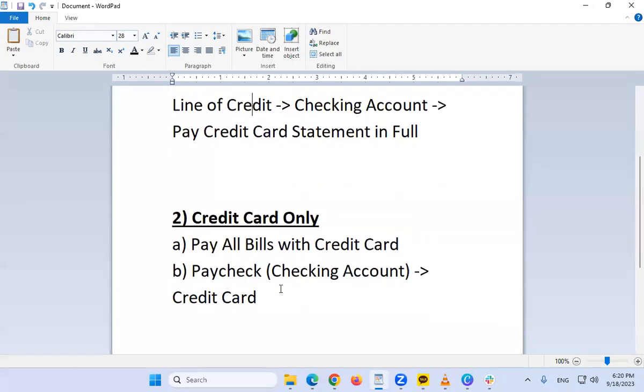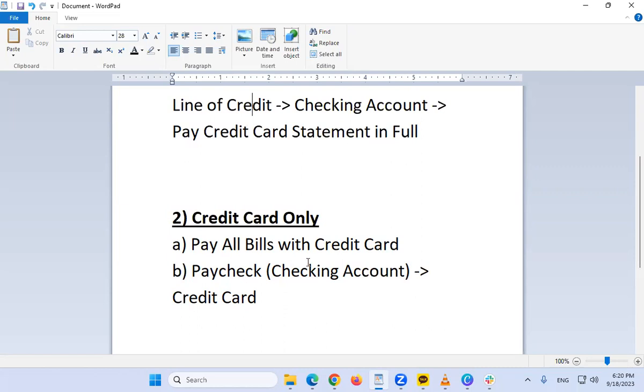Okay. Now the next situation is, let's say you had a credit card only, right? You don't have any lines of credit. What I would do is just pay all the bills with the credit card, and then as soon as you get your paycheck into your checking account, dump it on the credit card.